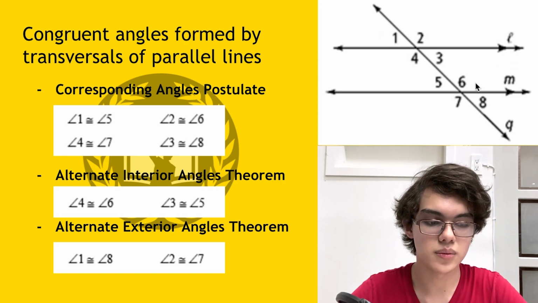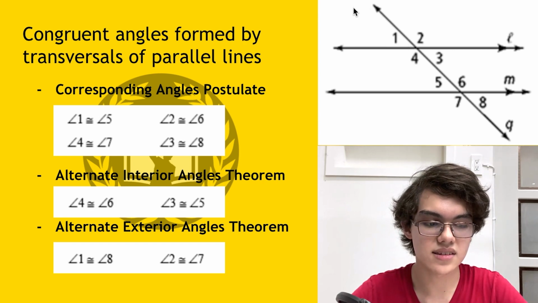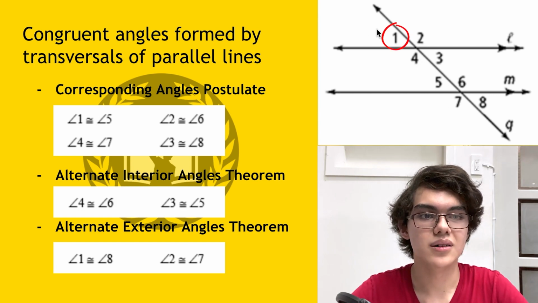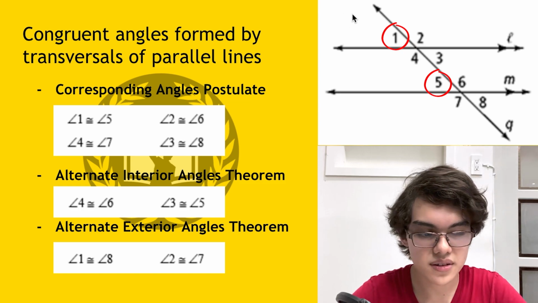These are angles formed by a transversal of two parallel lines. The angles are numbered, and the corresponding angles are the ones at the same place in each of these little intersections. For example, angle 1's corresponding angle would be angle 5, because they're both on the top left.